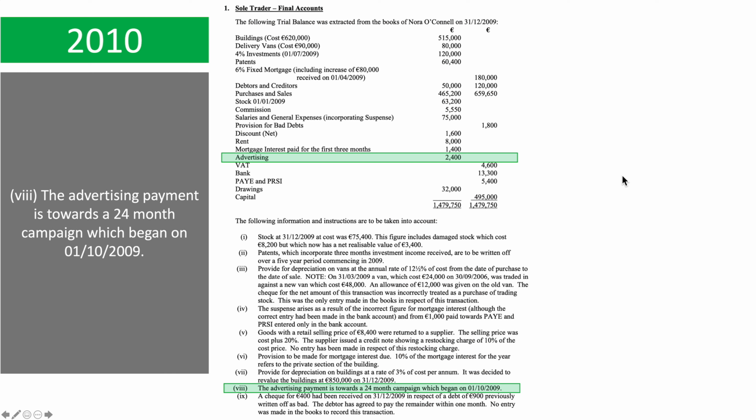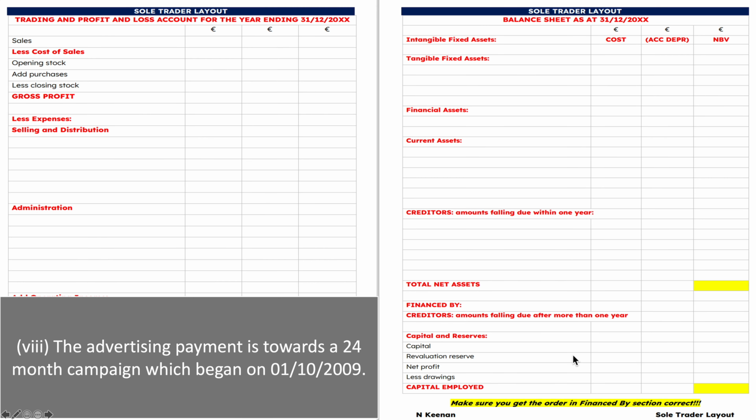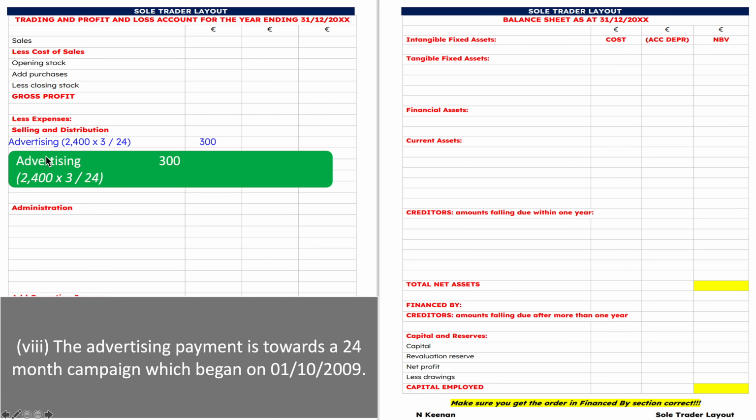The same type of thing happened then in 2010 in adjustment 8. The advertising payment is towards a 24-month campaign which began on the 1st of the 10th, 2009. So we have the advertising here, 2,400, and then note 8 here, advertising payment. Okay, so same, but a little bit different. So we're doing the accounts for 2009. So different amounts, that's the only difference here.